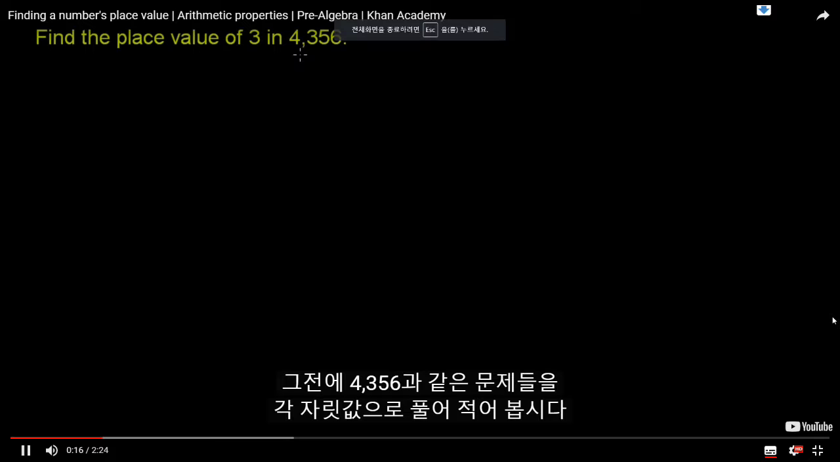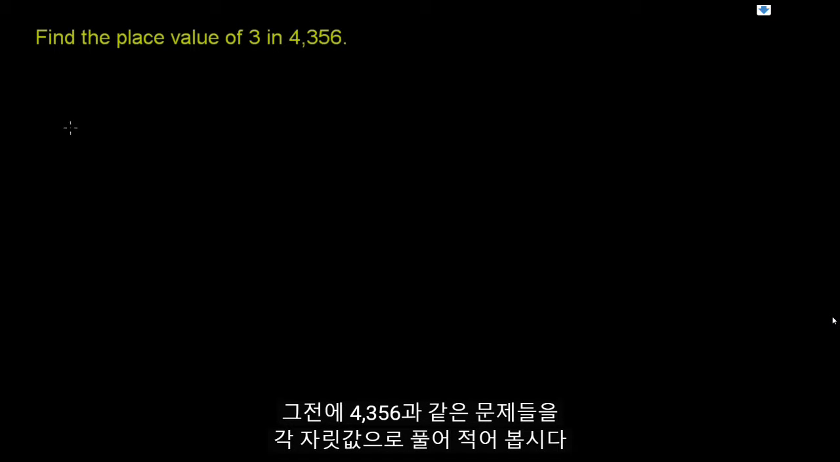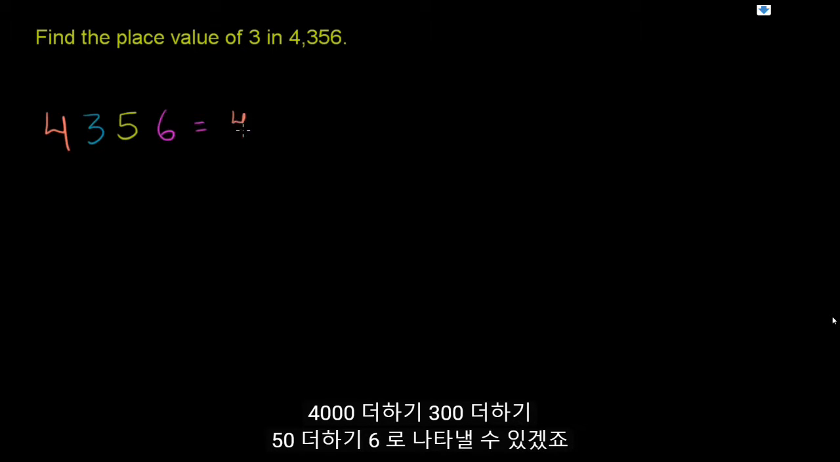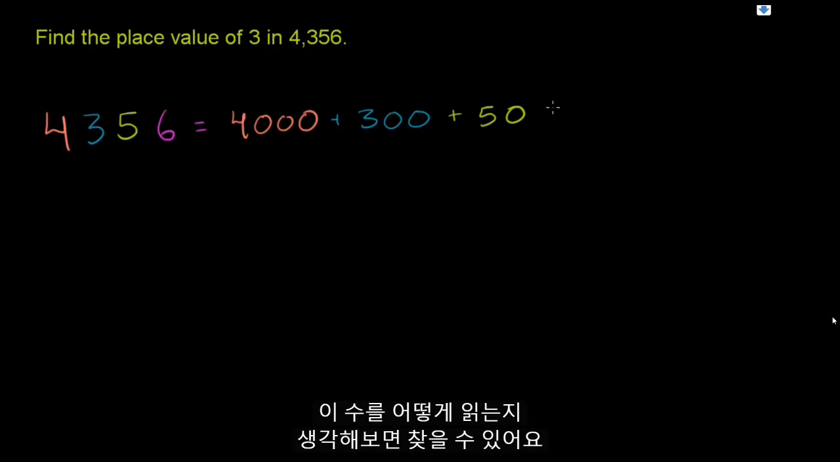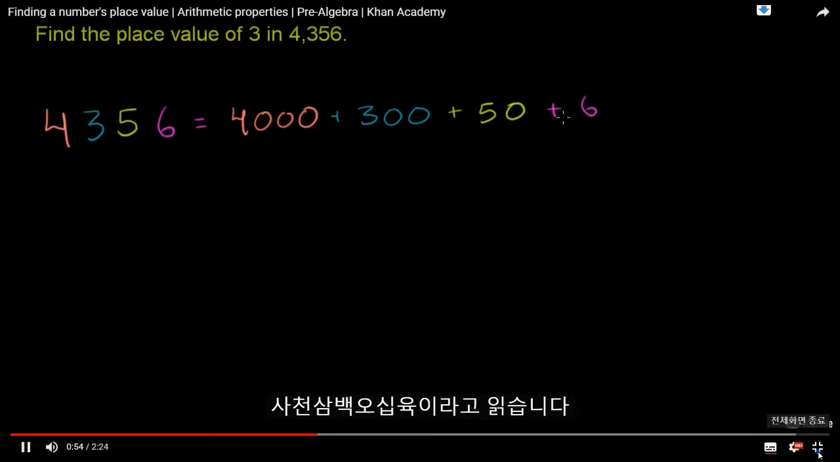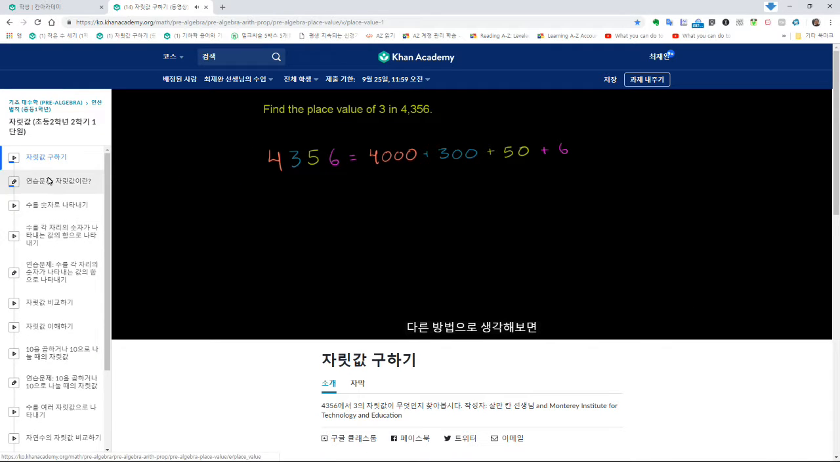Nature, but whenever I see a problem like this, I like to expand out what 4,356 really is. So let me rewrite the number. I'll write it in different colors. 4,356 is equal to, and just think about how I just said it. It is equal to 4,000 plus 300 plus 50 plus 6. And you can come up with that just based on how we said it, 4,356.